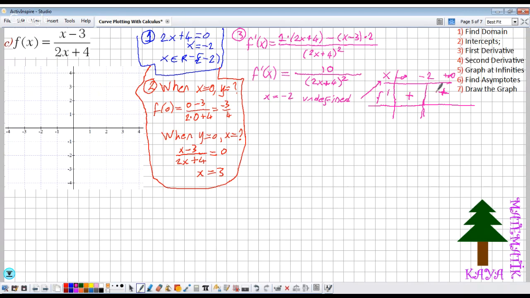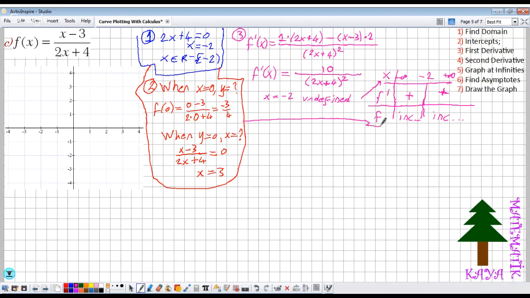But you can find these values by checking some numbers. Check a number bigger than minus 2, like 0. When you put 0, you will have a negative result. Check a number smaller than minus 2, like minus 3. 2 times minus 3 is minus 6. Plus 4 makes minus 2. Minus 2 squared will be positive, so plus over plus, it will be plus, positive result. So the real function is increasing in this interval, is also increasing in the second interval, which means for all x numbers, the real function will be increasing.